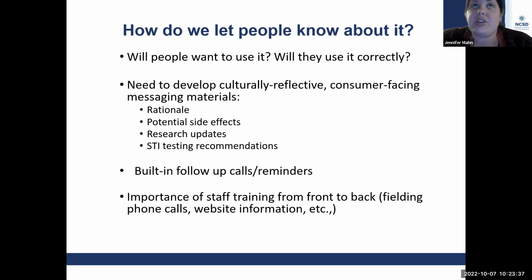To what extent do we explain the rationale of why, how does this make sense? What does this look like? How do we talk about potential side effects, right, in a meaningful way? How do we inform individuals of research updates, right? Because we're building the plane as we're trying to fly it, as we frequently do in the field. So what does that look like? What duty do we have to inform people of the information that we know as soon as we know it? And how do we disseminate that information equitably?